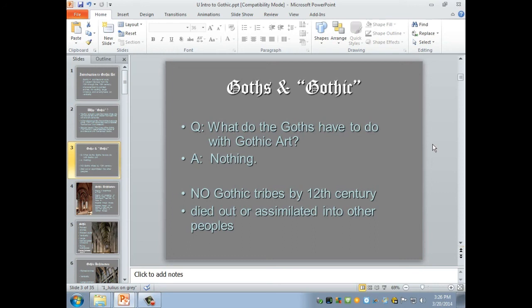So if you ever run into the question of what do the Goths have to do with Gothic art, the answer is nothing. And in fact, I used to ask that as sort of a funny question. It was supposed to amuse people, I hope it did, on the final exam in Art History 1. I came up with all sorts of complicated reasons that the Goths had something to do with Gothic. But the true answer was very simple. It was nothing. There were no Gothic tribes in 12th century Europe. They had either died out or been assimilated into other peoples.